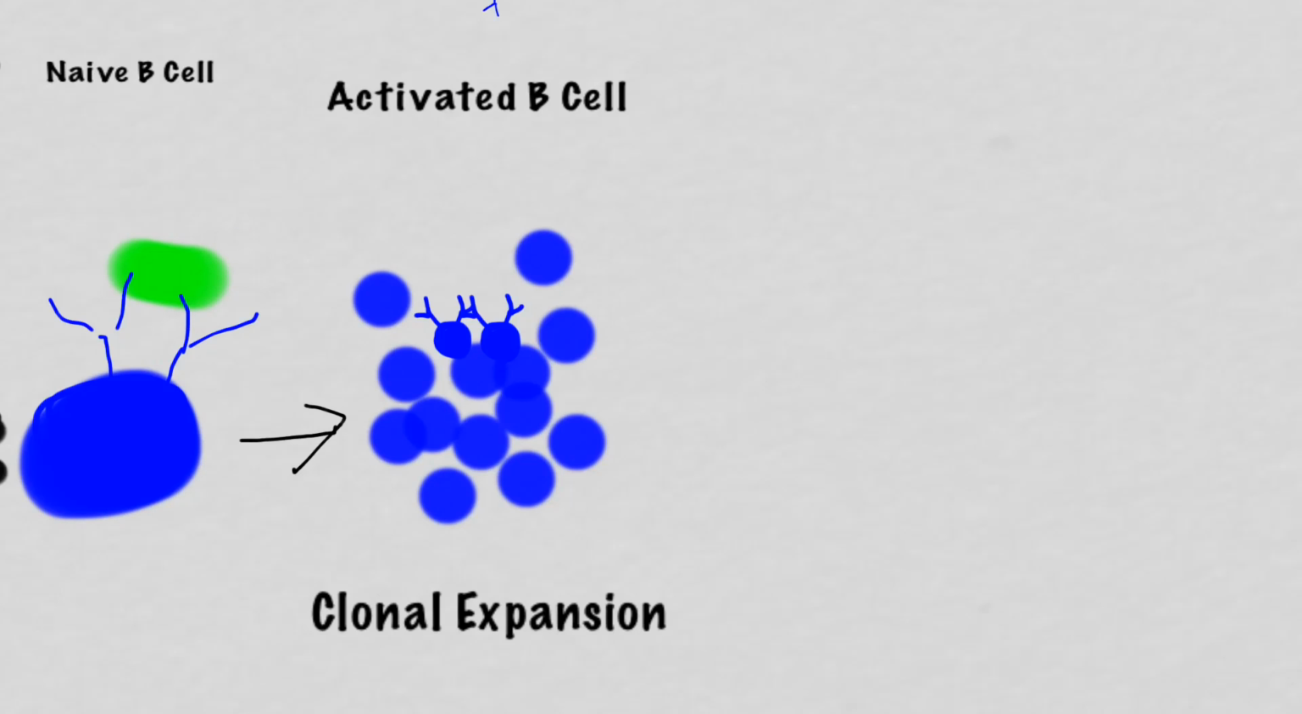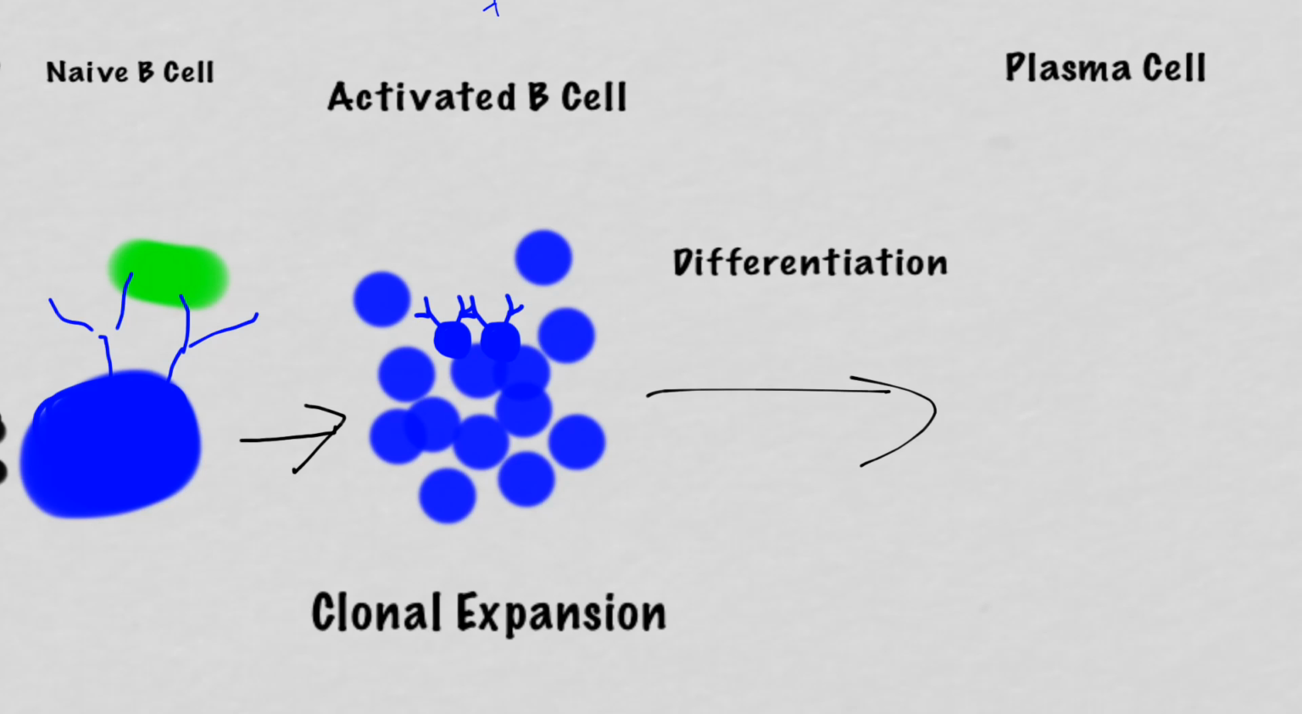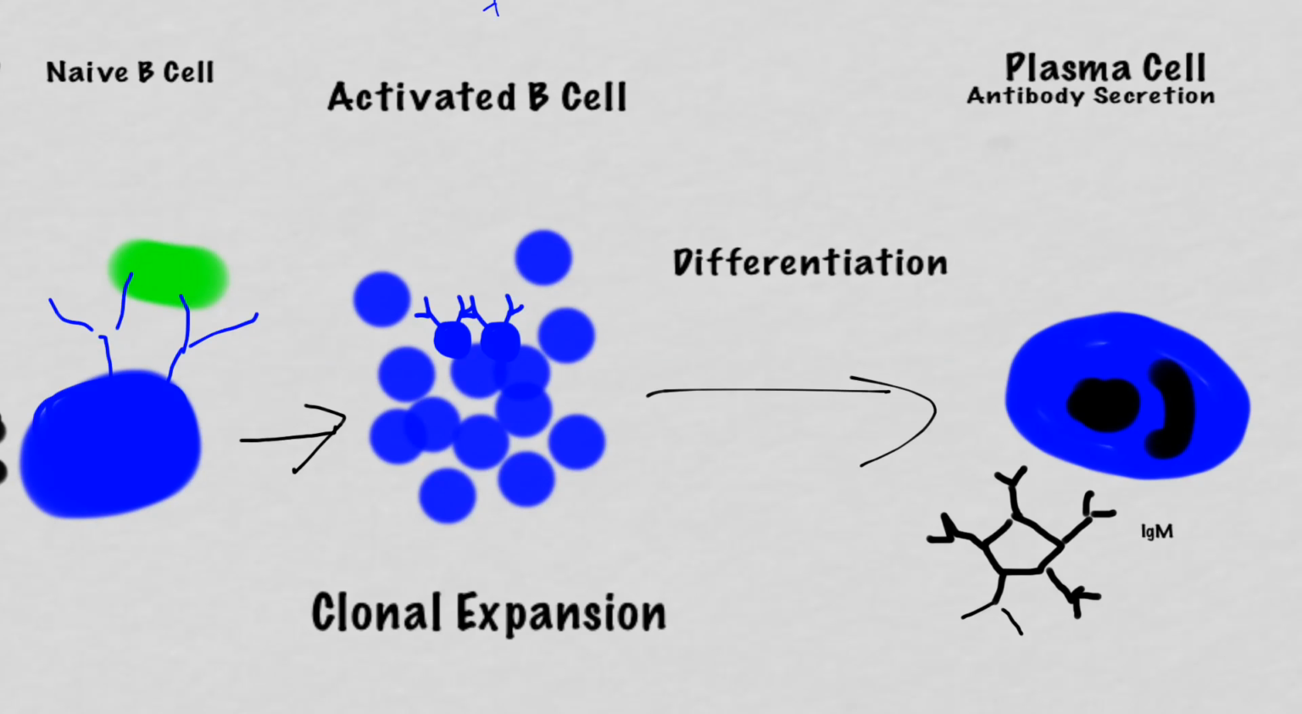Now the cell needs to differentiate. So it's gotten a really great, strong activation signal. So the goal of B cells is to become a plasma cell. Plasma cells are specialized antibody secreting B cells. And the first antibody that is ever made anytime we begin an immune response is IgM. Why? Because the B cell, the naive B cell, is already making IgM.